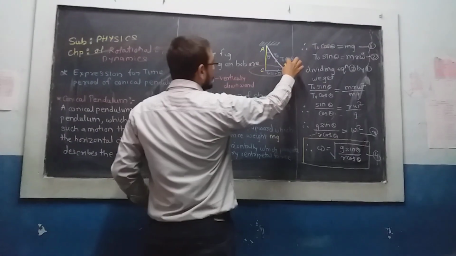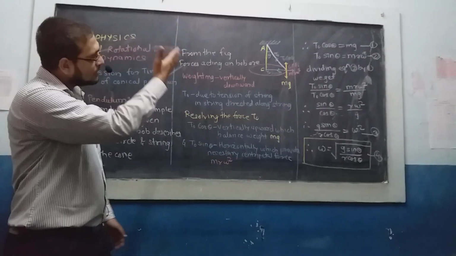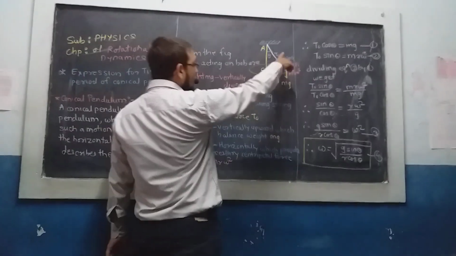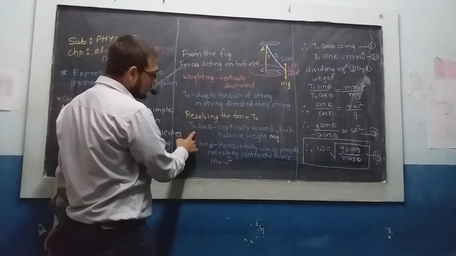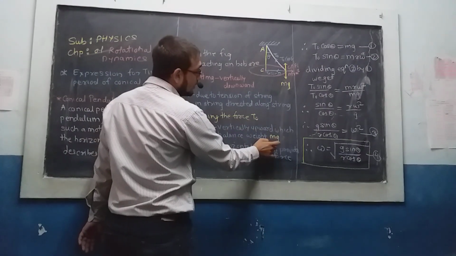Now if you see, this T0 cos theta is balanced by weight mg. So weight mg and T0 cos theta are vertically opposite to each other. See, it is upward, it is downward. So it is balancing. So T0 cos theta is vertically upward, which balances the weight mg.